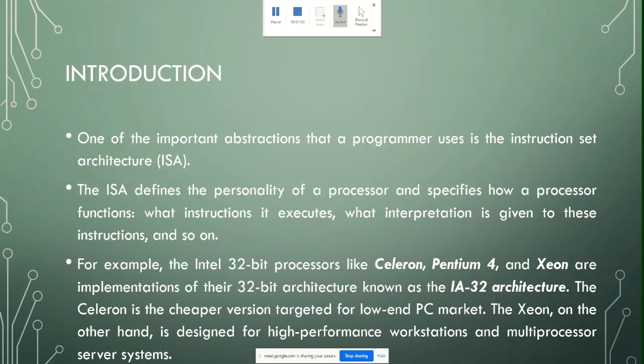Previously we have done this in chapter number 3. We have discussed thoroughly the ISA of the Pentium processor. Here we are going to discuss RISC types of processor, that means the MIPS processor.